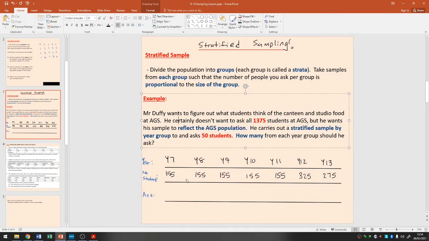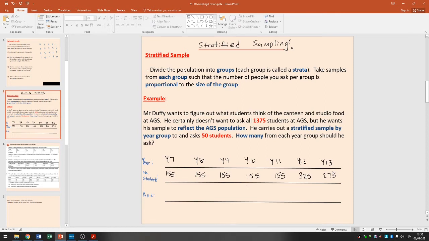But the thing is, if he knows there's 155 kids in year 7, year 8, year 9, year 10, 11, and then there's 325 in year 12, but 275 in year 13, here's what he can do. When he gets all these opinions back, he's going to listen to what the year 12s think a bit more than he's going to think about what the year 10s think. And the reason for that is, year 12s are actually a bigger customer for him than year 10s are. Does that make sense? So you should count their opinion for more, because there's more of them.